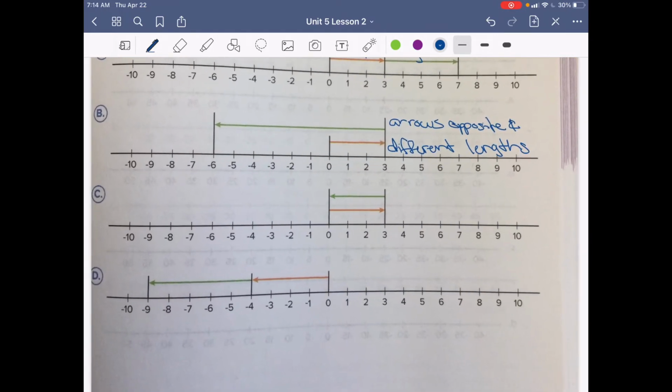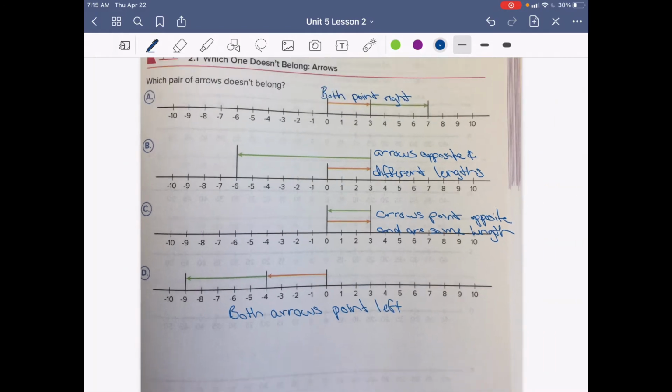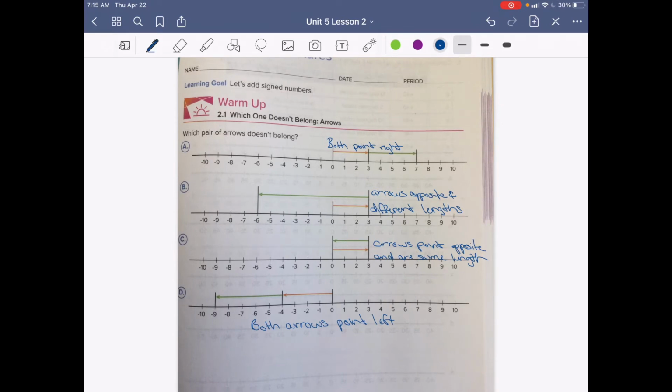And letter C, you could have said this is the only one where the arrows point in opposite directions and are the same length. And this last one, you could have said this is the only one where both arrows point left. So no matter which one you chose, there was a way that all of them could have not fit into this group.